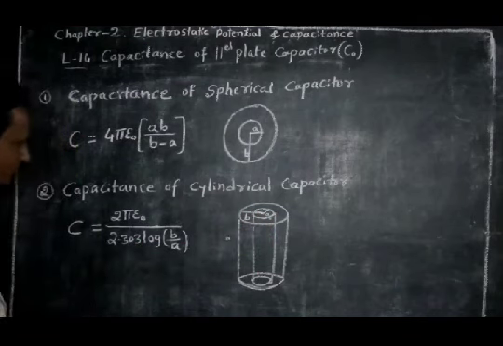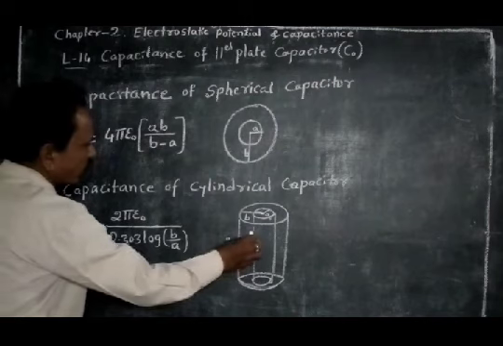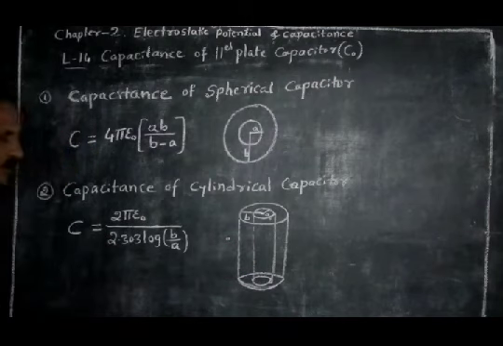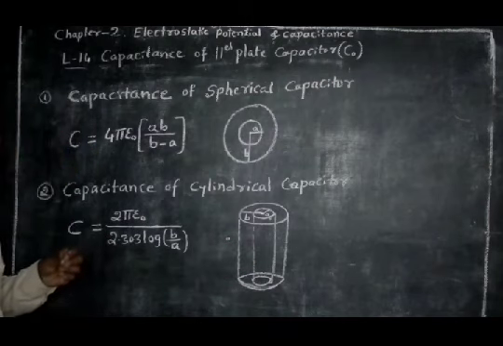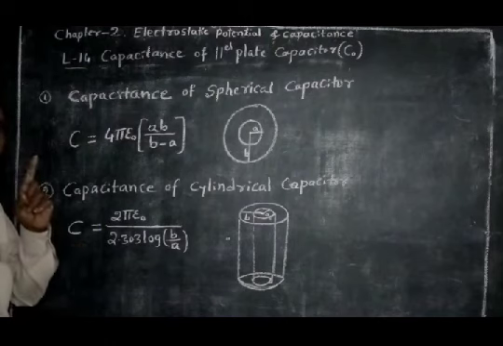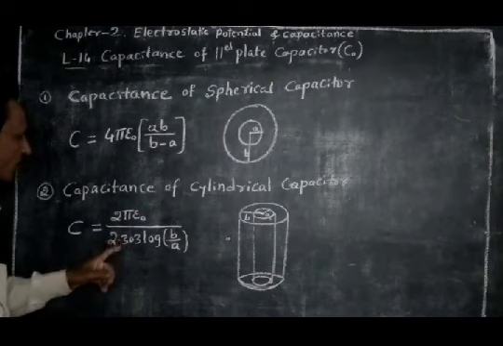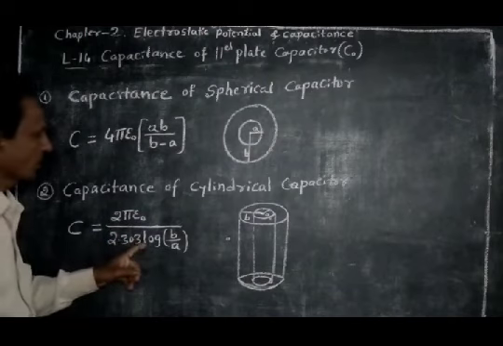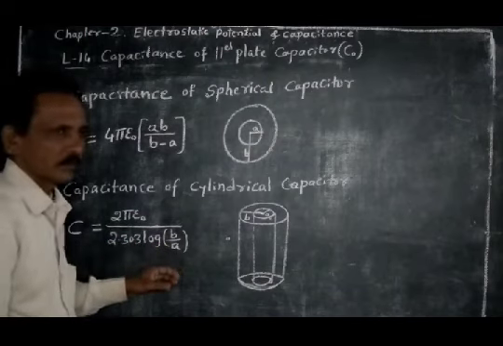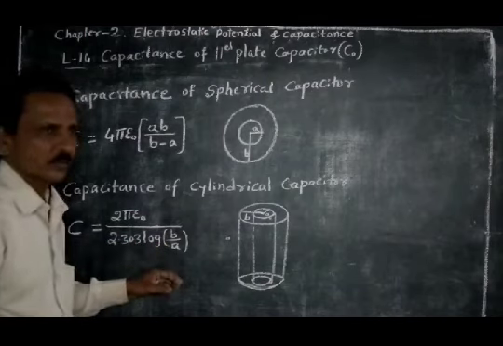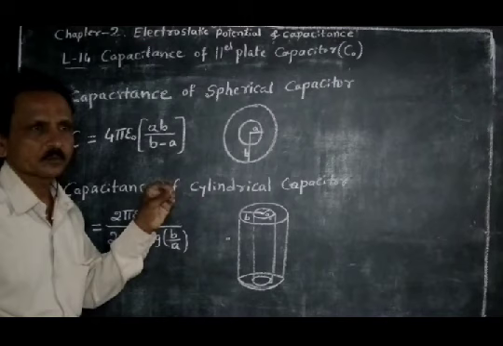And if the space between the 2 cylinders is filled with a medium of permittivity epsilon, then it can be written as 2 pi epsilon upon 2.303 into log of B by A. And this is extra information for CET, NEET and JEE.